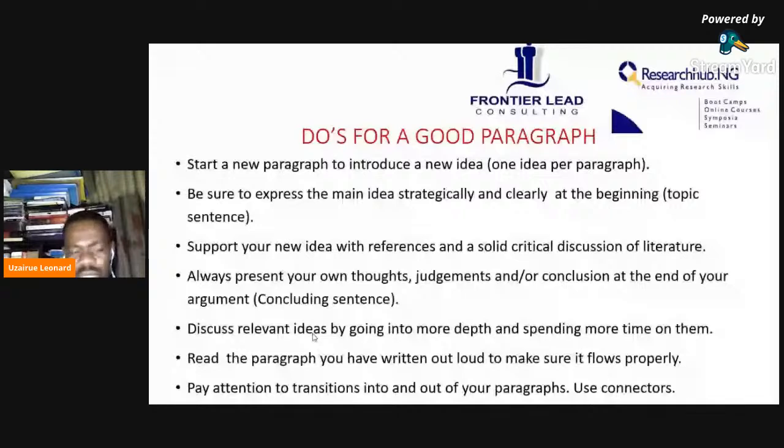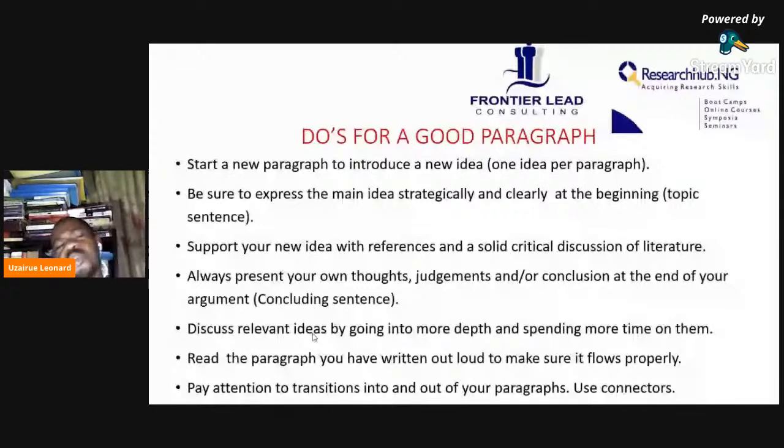That's one paragraph at a go. Then discuss relevant ideas by going into more depth and spending more time on them. Then read the paragraph you have written out loud to make sure it flows properly. Then pay attention to transitions into and out of your paragraph.